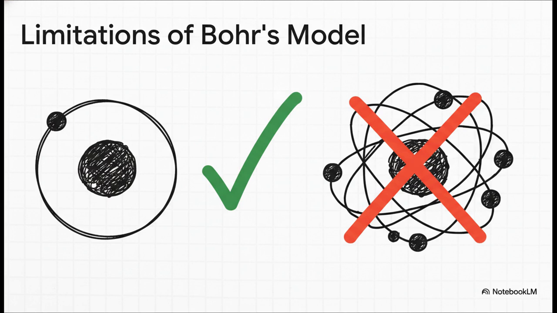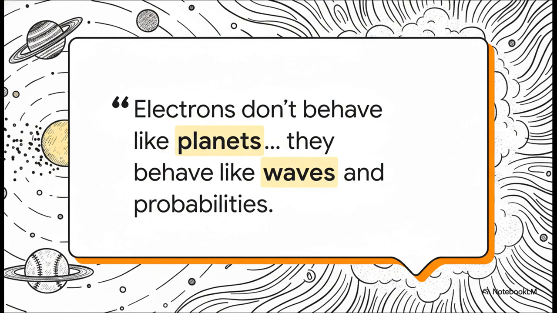And maybe most importantly, it was just a rule. It couldn't explain why. Why were these orbits fixed in the first place? And the next clue, oh man, it changed everything. Scientists finally realized they were trying to apply the rules of big things, like planets and baseballs, to a world that plays by a completely different rulebook.